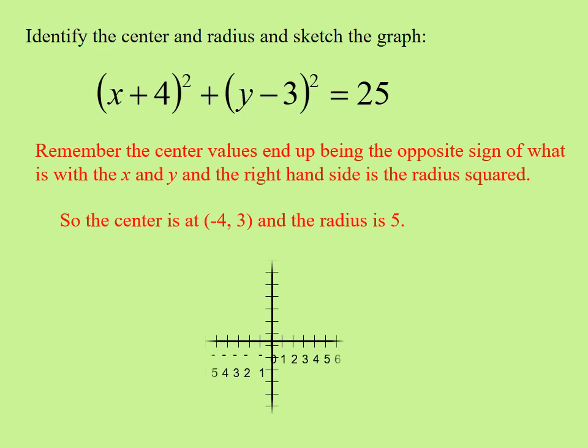So, sa atong graph, i-plot ninyo ang center at (-4, 3), which is located in the second quadrant. Gikan sa (-4, 3), mag-ihap kamo og 5 units up, 5 units down, 5 units to the right, and 5 units to the left. Then connect the 4 points. That is now the graph of the equation of the circle (x + 4)^2 + (y - 3)^2 = 25.